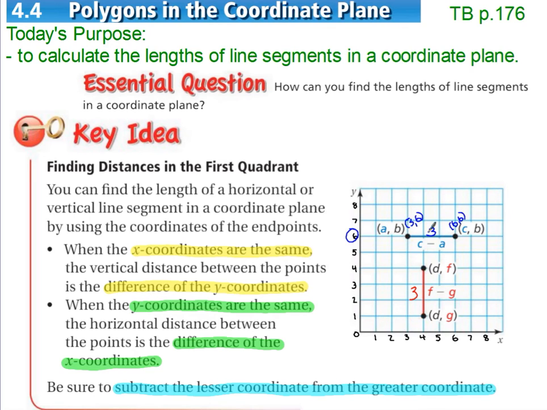Now, I know some of you may be thinking, Mrs. Heben, I can just count the squares. And in this case, it is true. If the lines are on a coordinate plane and they follow exactly along the lines of the grids, then you can count squares. Sometimes, though, you might be given dimensions and it may not have the grid behind it.